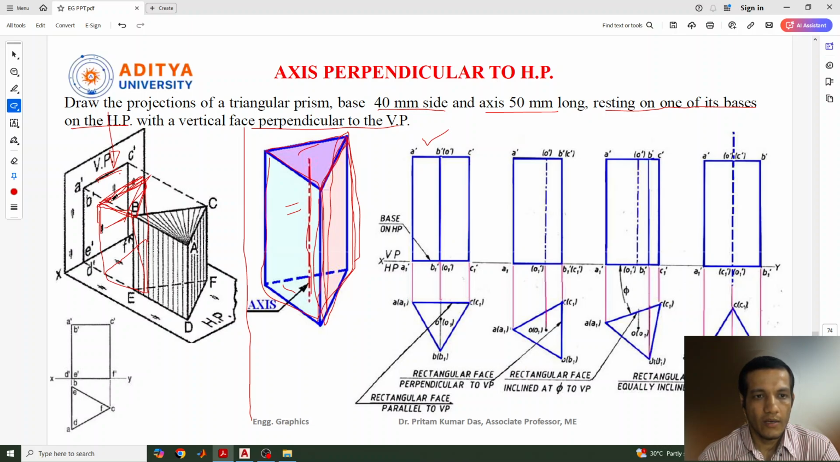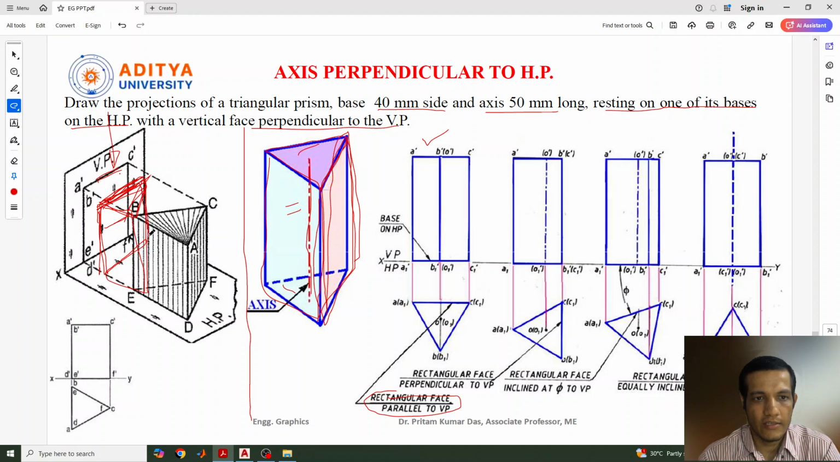How will the triangle be? Now this is the triangle, this side will be parallel to the vertical plane. So the first condition is when the rectangular face is parallel to the vertical plane. Now you can see, when it is parallel to the vertical plane, one of the rectangular faces is there. Okay, it is parallel to the vertical plane.